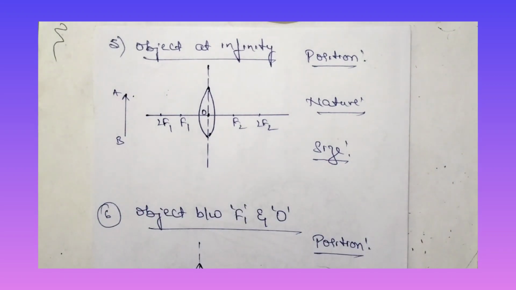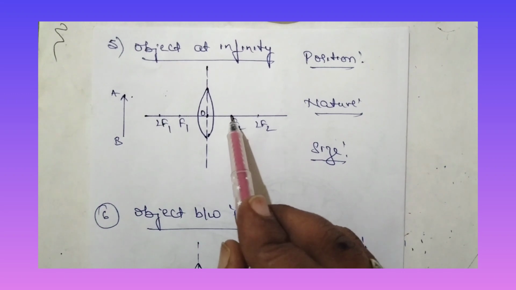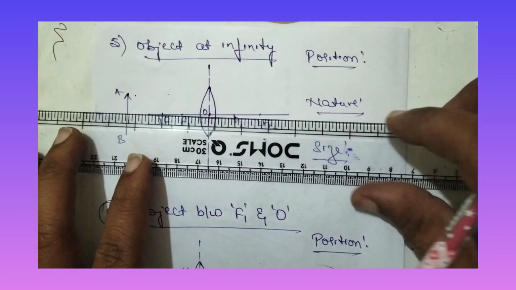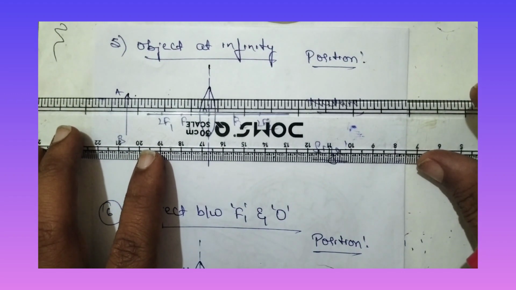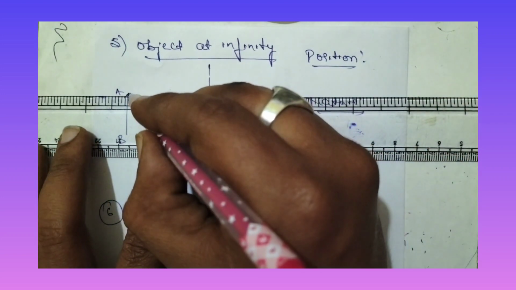Again, if you recall, when the object is kept at infinity in a concave mirror, the image will be formed at the principal focus. So here, if the object is kept at infinity, the image will be formed at F2. Principal focus means here the image is formed at F2.